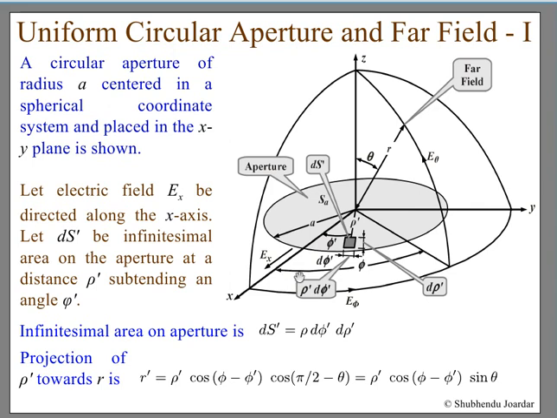Here I have considered phi, this plane, as phi. So r dash is equal to rho dash cos(phi dash minus phi). This is phi and this is phi dash, so phi minus phi dash will be this angle. The cosine of that angle will give my projection on this axis, and then this angle is equal to 90 degrees minus theta. So when you simplify it, it comes to this.